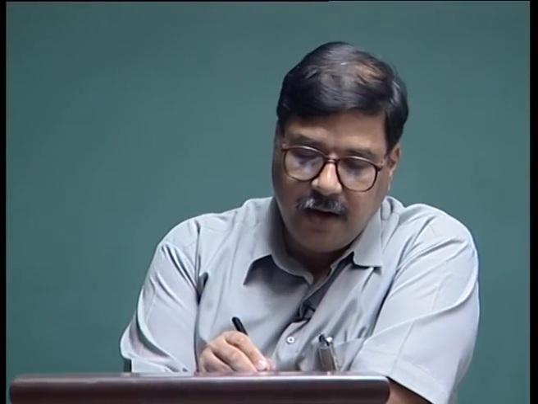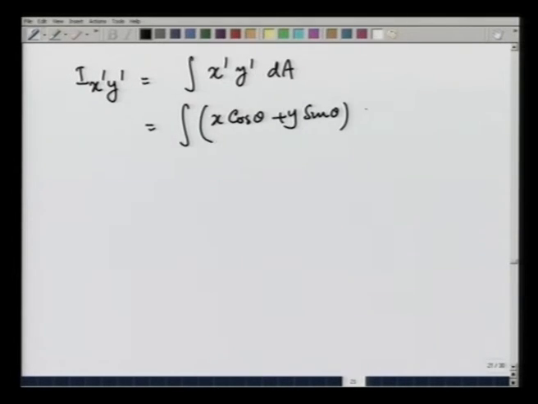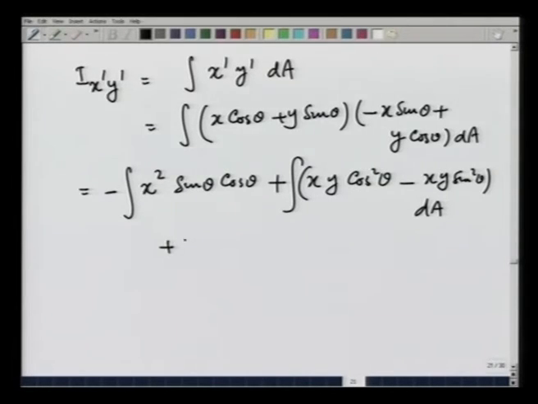Last, we calculate I x prime y prime, which is nothing but integral x prime y prime dA, which is equal to integral x cosine theta plus y sine theta times minus x sine theta plus y cosine theta dA, which comes out to be integral minus x square sine theta cosine theta plus x y cosine square theta minus x y sine square theta dA plus y square sine theta cosine theta dA.